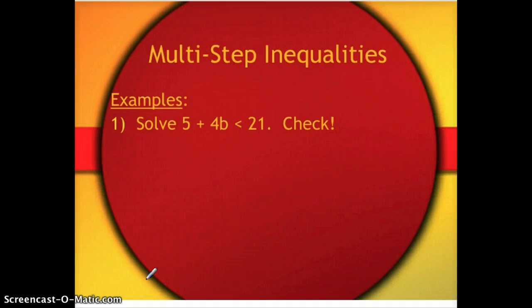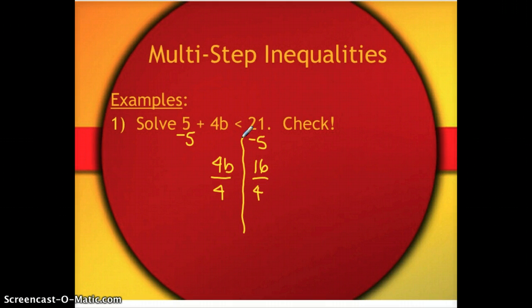Okay, so I'm going to do the same thing to both sides. I'm trying to get b all by itself, just like I would with an equation. So I'm going to start off by subtracting 5 from each side. That leaves me with 4b on the left and 16 on the right. Okay, and we're going to notice, now I'm going to get b by itself. I'm going to be dividing both sides by 4.